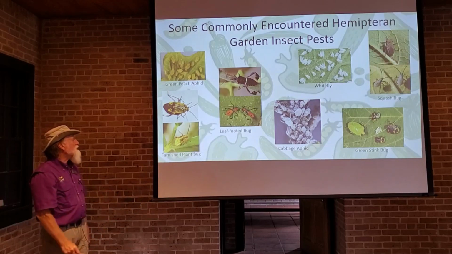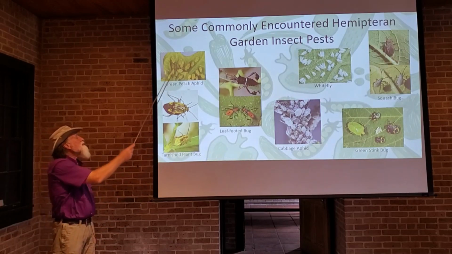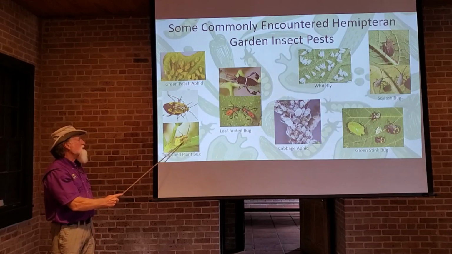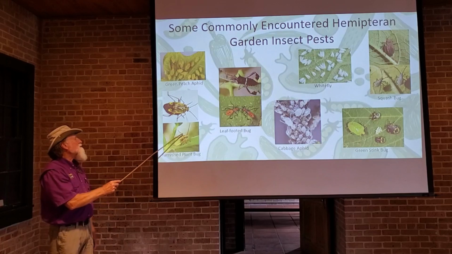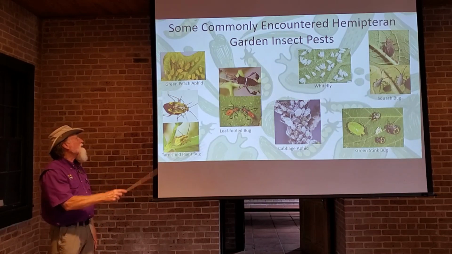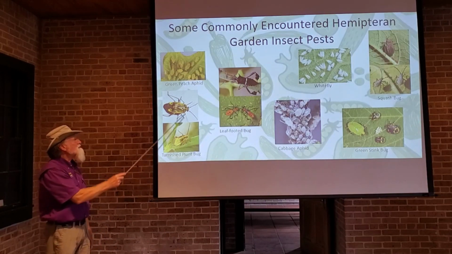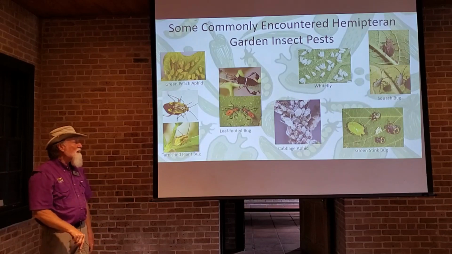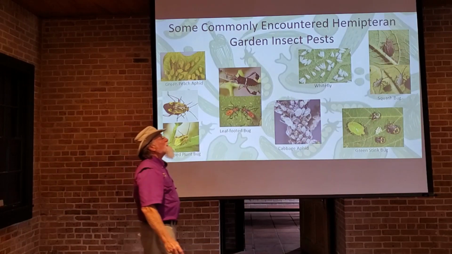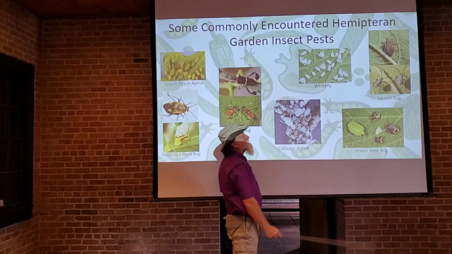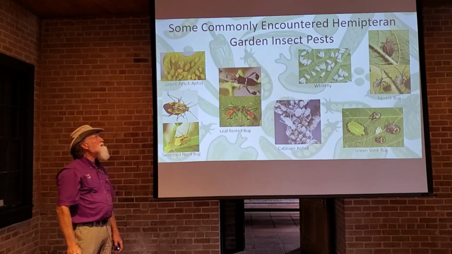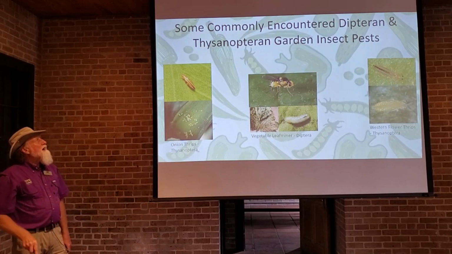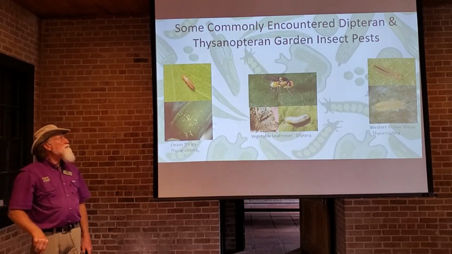The tarnished plant bug looks a lot like an aphid, but it's not the same. This is a nymph feeding on the plant. Here's the adult. So you can see they're quite different. And then there is the squash bug, which we have over here, with piercing, sucking mouth parts. And there are some other garden pests.